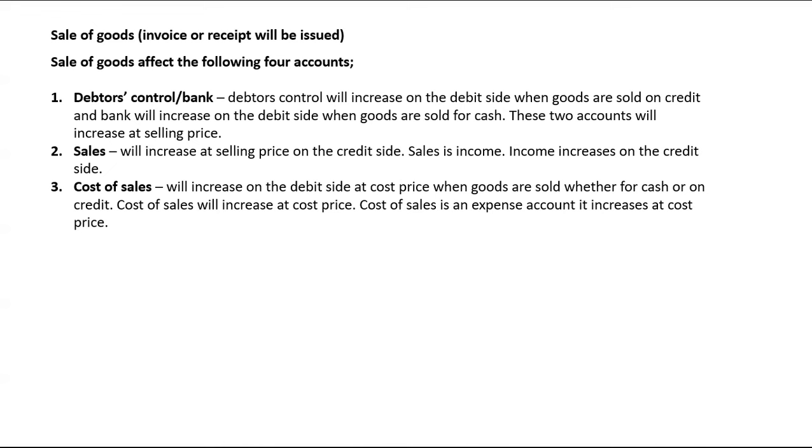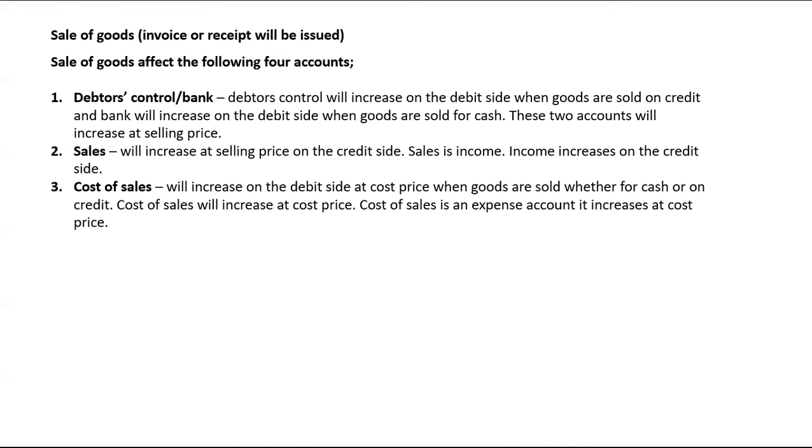Cost of sales will increase at cost price. Cost price is the price we paid when we bought those goods that we are selling. It's not just the price we paid, it's any other attributable cost that made it possible for us to sell those goods. So all those costs, we add them together and they form the cost of sales, or the cost price of the stock. So when we sell that stock, that trading stock changes to be cost of sales, which is an expense account.